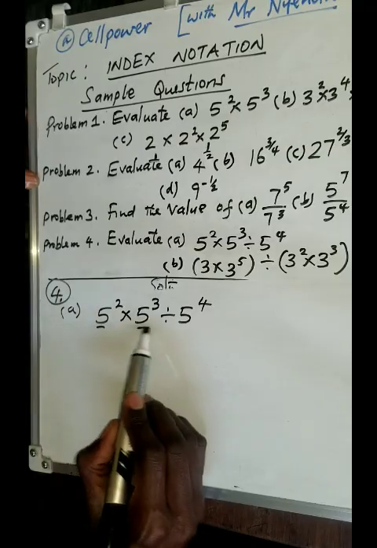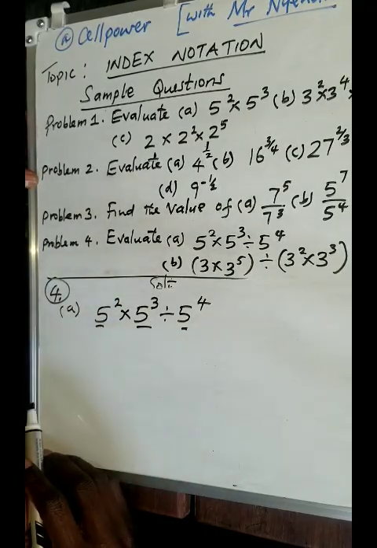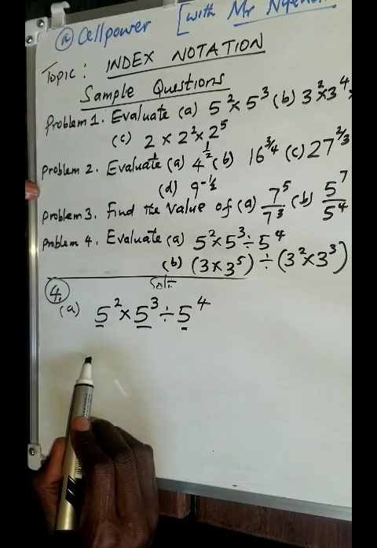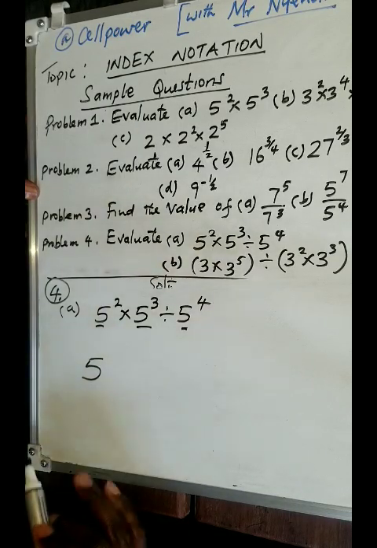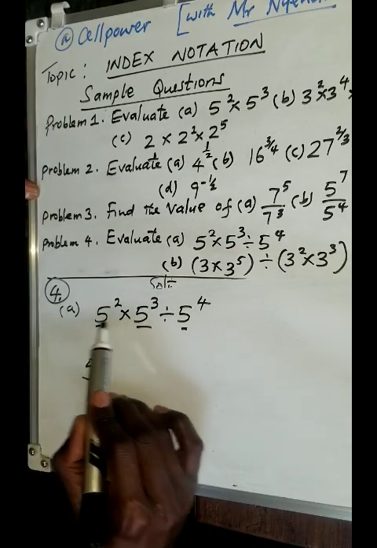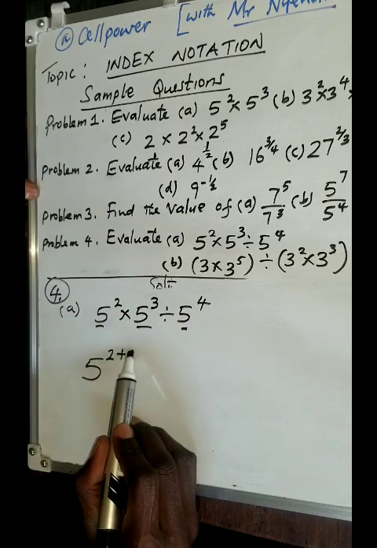You can see the bases are the same, which is good. There's multiplication and there's division, which is good. We can apply the law of exponents. So remember, we are going to get the base, which is 5. When you are multiplying, because between these I'm multiplying, what do I do to the powers? You add them. So it will be 2 plus 3.